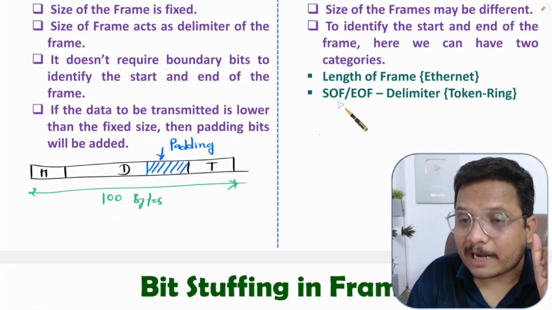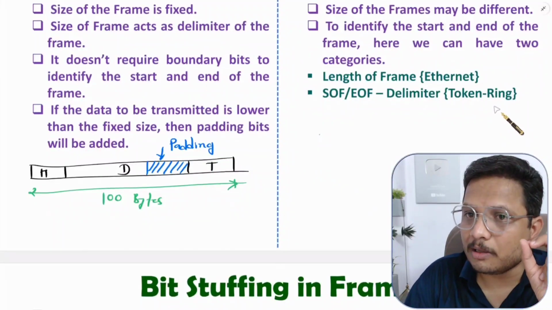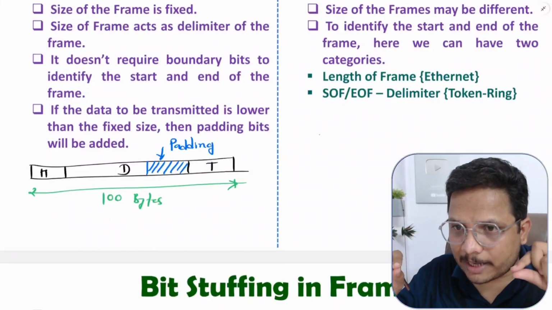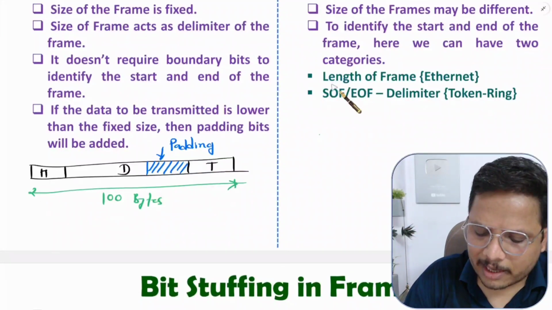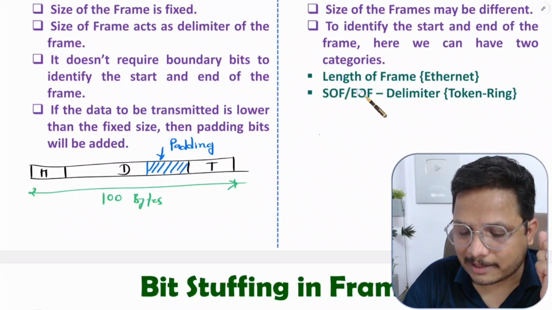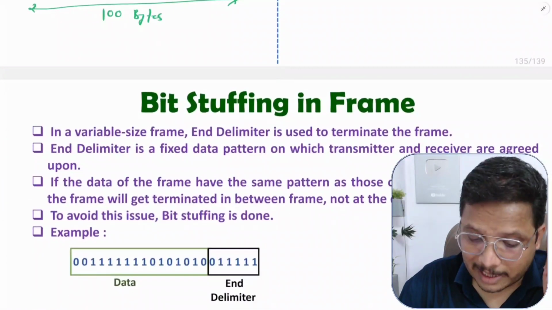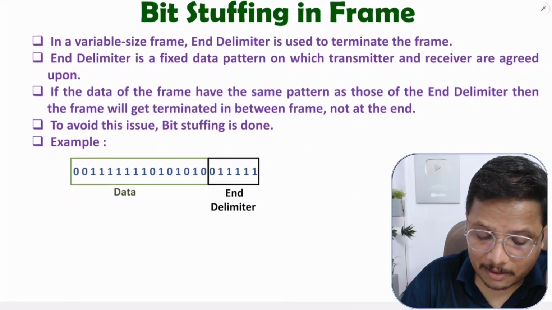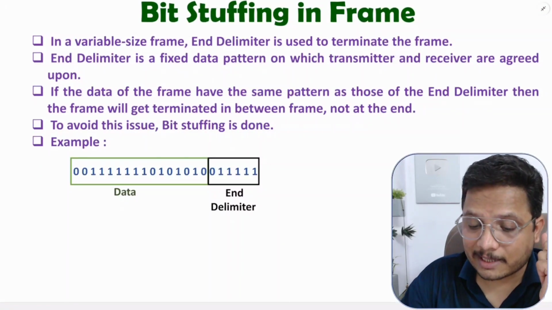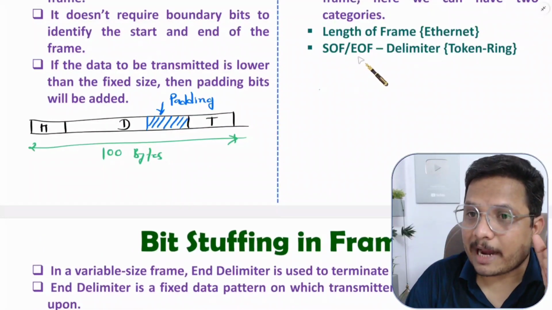So start of frame and end of frame are provided in the case of token ring protocol. But if you provide the size of the frame inside the frame format, then you can say how that frame is getting ended, how that frame is getting terminated, as it is happening in Ethernet protocol. Now a very interesting concept that I'm going to explain is bit stuffing. See, bit stuffing is very essential when you add some extra information like start of frame, end of frame.